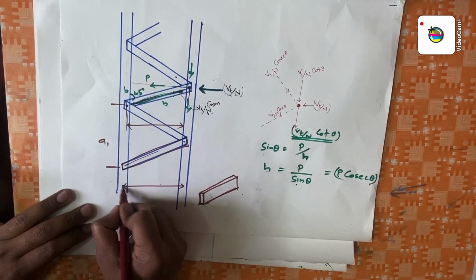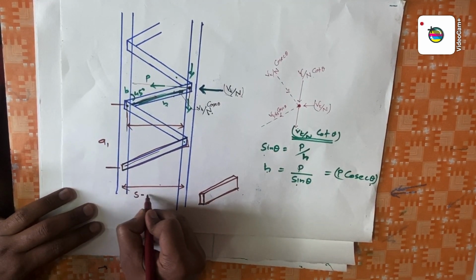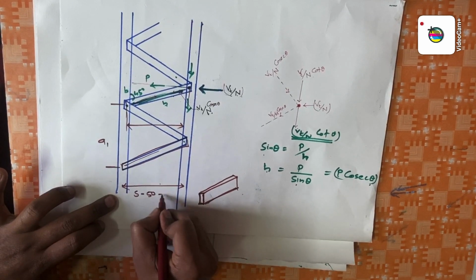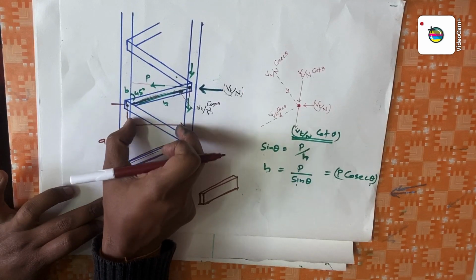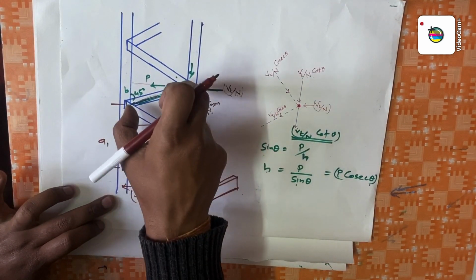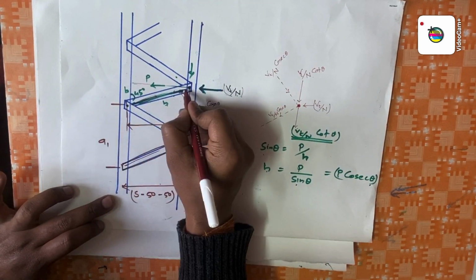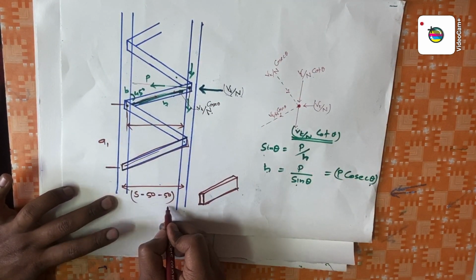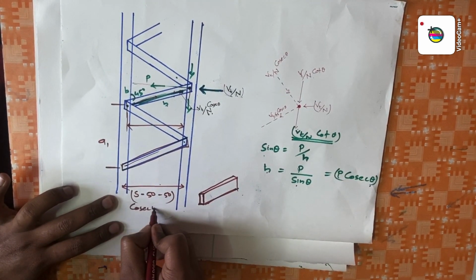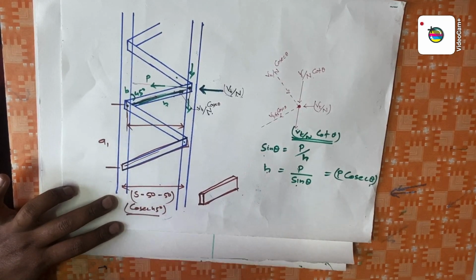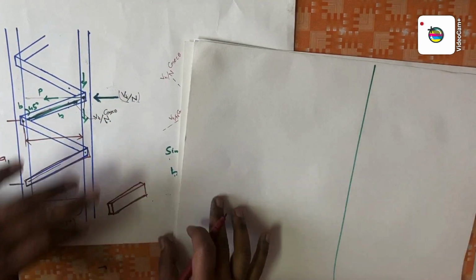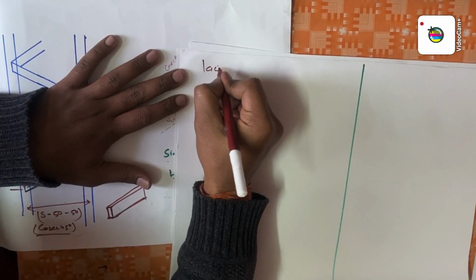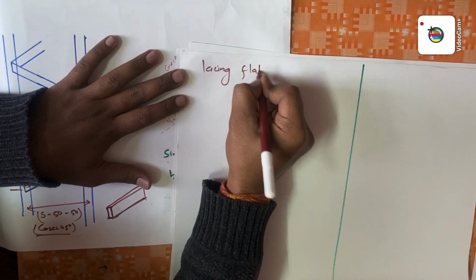So the distance is s minus gauge distance 50 minus gauge distance 50. If we convert this distance into an inclined distance, the total length of this flat, we have to multiply with cosec 45 degrees. It is a simple trigonometric calculation. I'll explain later. The first job is to find the width of the lacing flats.